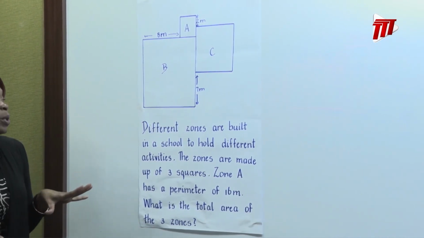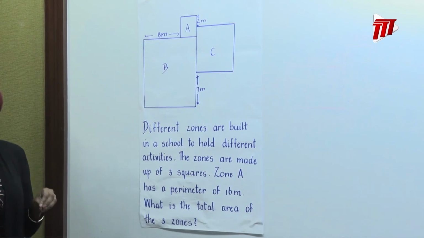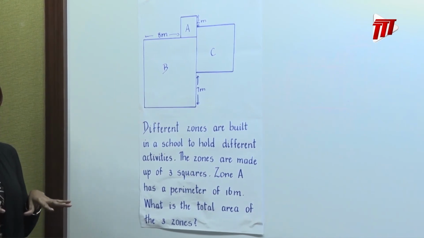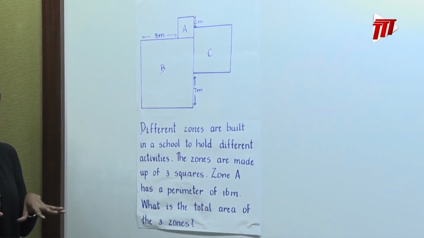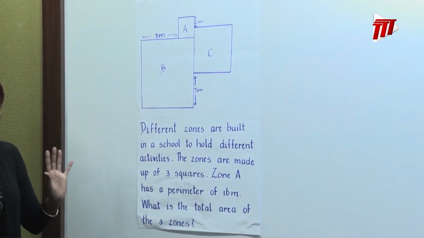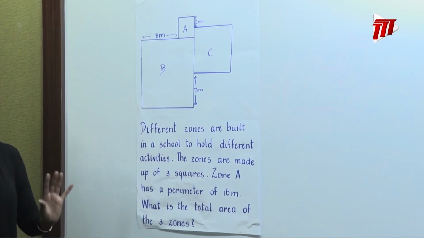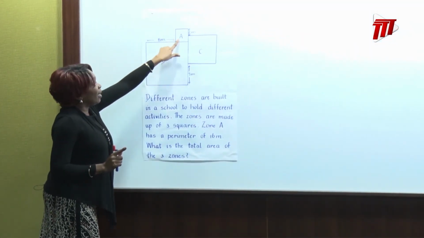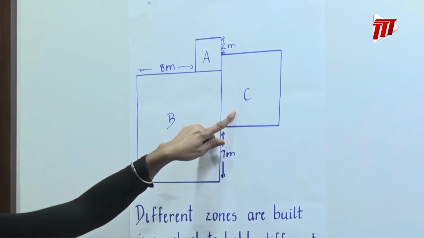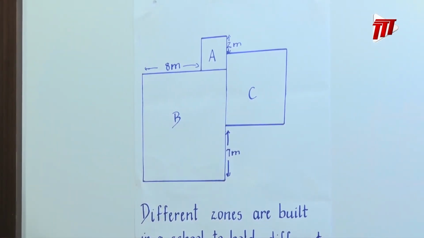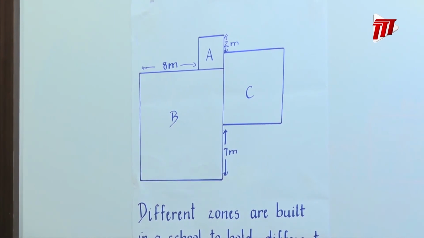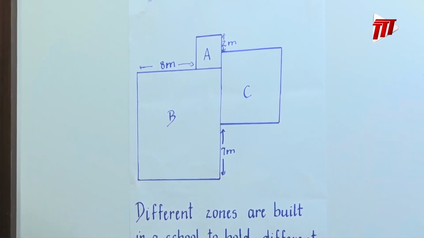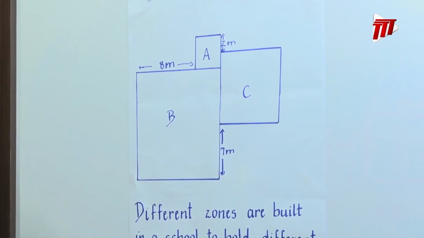Different zones are built in a school to hold different activities. The zones are made up of 3 squares. Zone A has a perimeter of 16 meters. What is the total area of the 3 zones? Boys and girls, can you identify the 3 squares? A, B, C. What information is given? It says zone A has a perimeter of 16 meters.